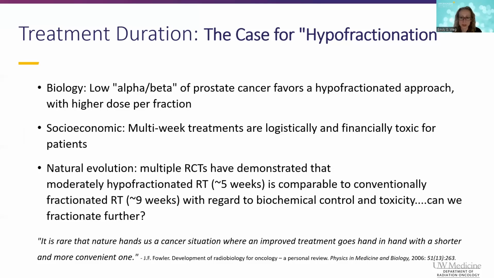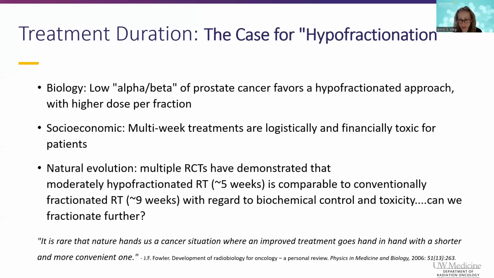And the reason why we do this comes back to something called the alpha beta. Now this is going to get a little bit hairy, but bear with me for a minute. It's a characteristic. The alpha beta is a characteristic that's assigned to all of our tissues, our healthy tissues and our tumor tissues, and it reflects the tissue's ability to repair itself after damage from radiation, and how that ability to repair is affected by the dose of each treatment delivered.